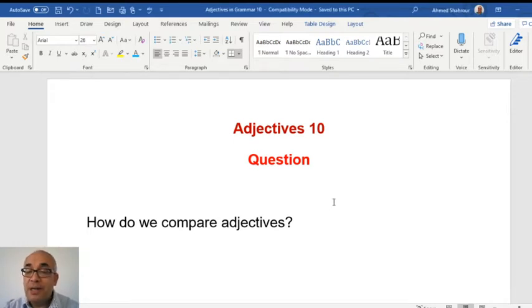Hello everyone, our lesson today is on adjectives and this is part 10. I have one question for you, which is how do we compare adjectives?